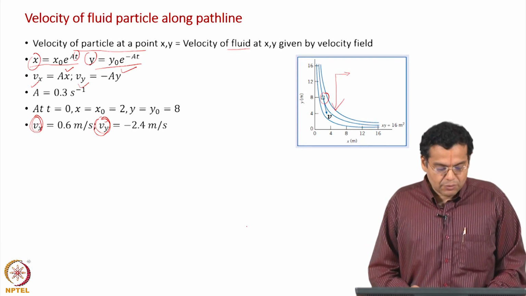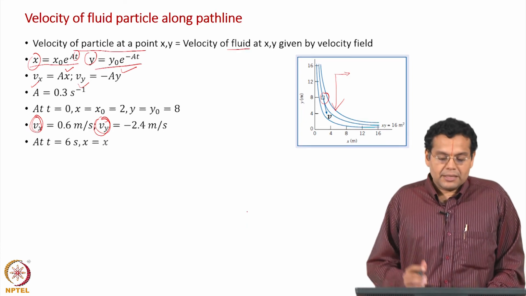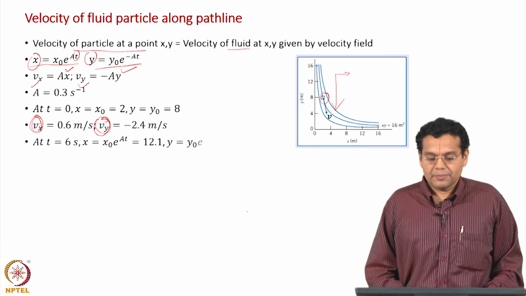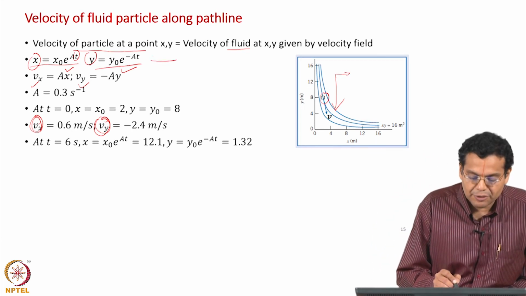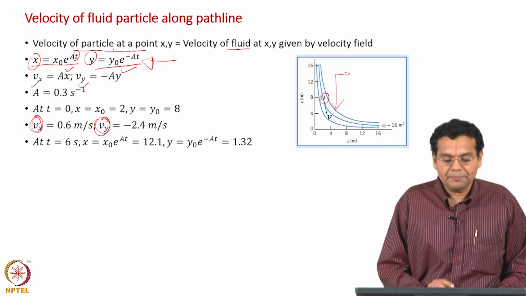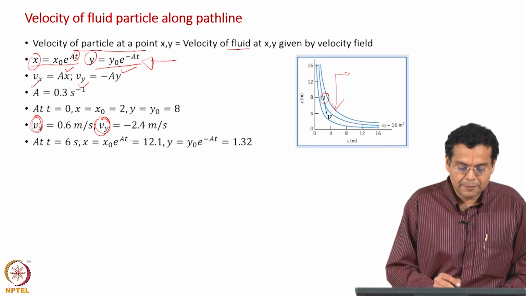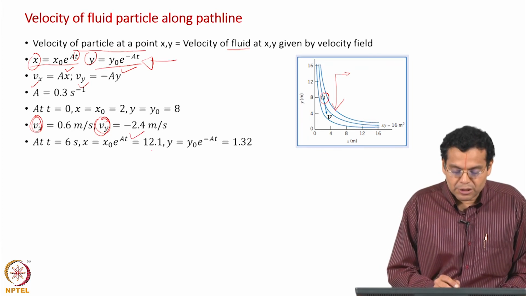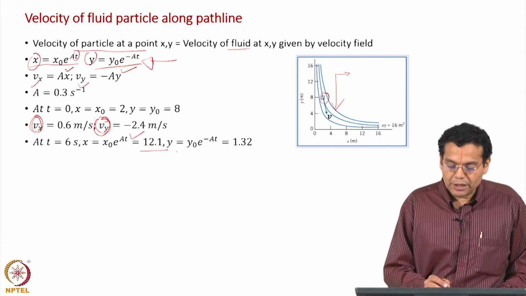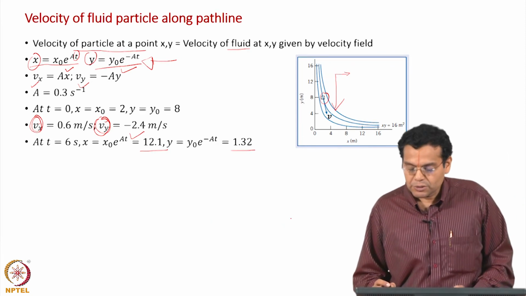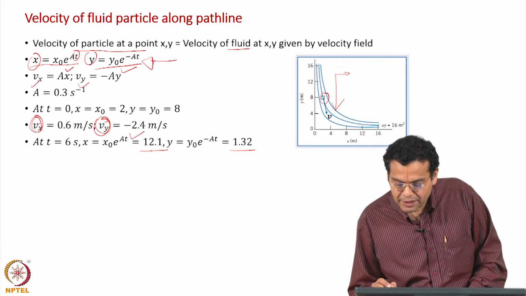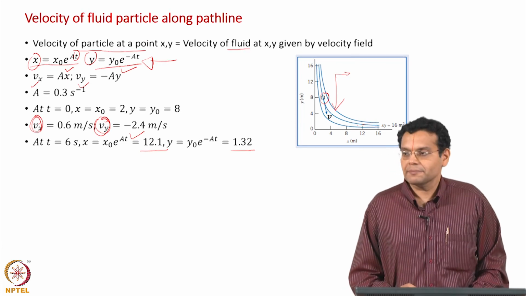What is it we are asked to find out? Let us say the particle travels over 6 seconds, what is its velocity? Now, as I told you, this set of equations gives you the x coordinate and y coordinate of the particle as a function of time. So, let us substitute t equal to 6 in this equation. This will be the position of the particle: 12.1, and the y coordinate of the particle will be 1.32. So, we are somewhere here, roughly here, on this streamline.